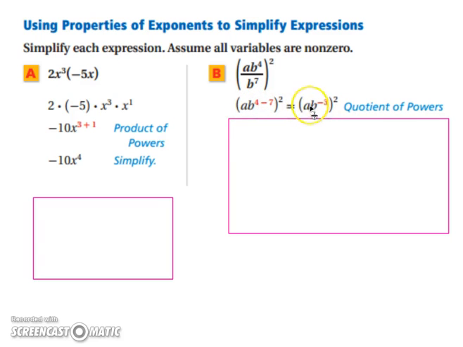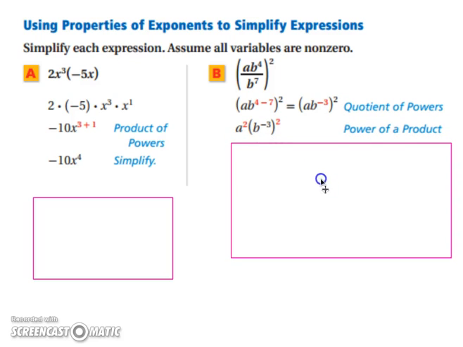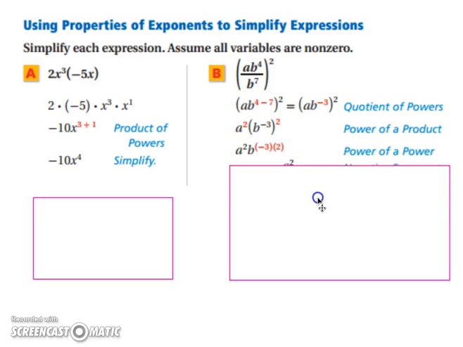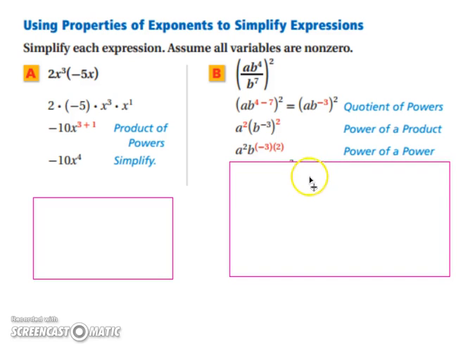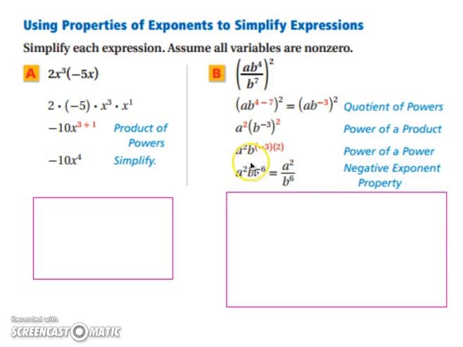So now we're left with the quantity a times b to the negative third, and that's being raised to the second. So we're going to use the power of a product property. So we have a squared times b to the negative third to the second. So to simplify this again, now we're going to use power of a power. So we have a squared times b, and then we're going to multiply our negative third and second, leaving us with a to the second times b to the negative sixth.